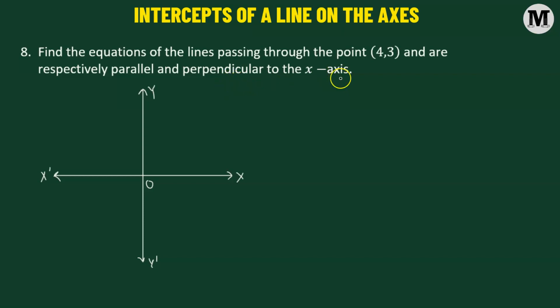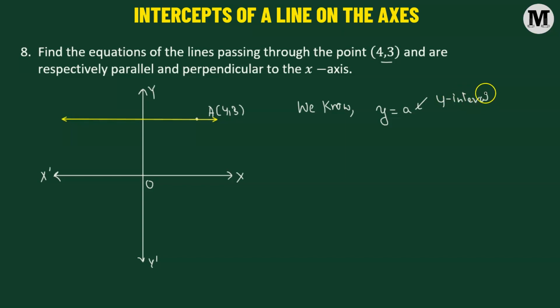And in both the two cases, the lines are going to pass through the point 4, 3. So let us suppose that we have a particular point A with the coordinates 4, 3. So let's begin by first obtaining the equation of the line that passes through the point A and is parallel to the x-axis. Now we know that any line which is parallel to the x-axis, its equation is given by y equals a, where a represents the y-intercept.